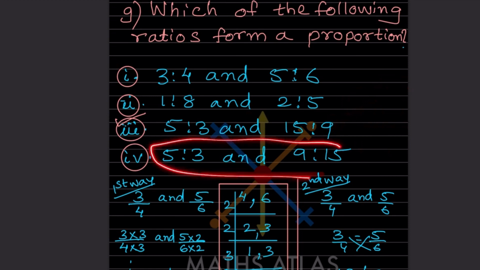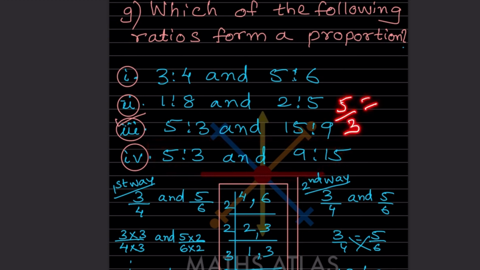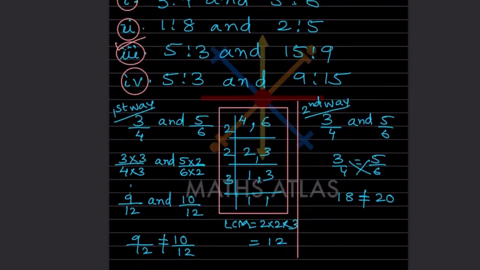Now just I'll show you this one. Already we got that answer, but still this is just a practice. So 9 by 15. So what is going to be here? This will be here. 15 5s are 75 is equal to 3 9s are 27. So this is not in proportion. So now hope you got this one.